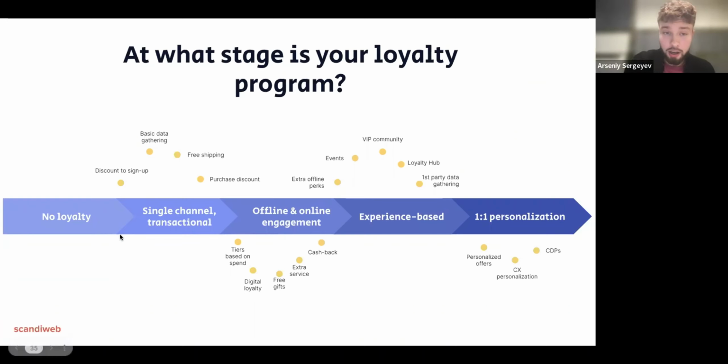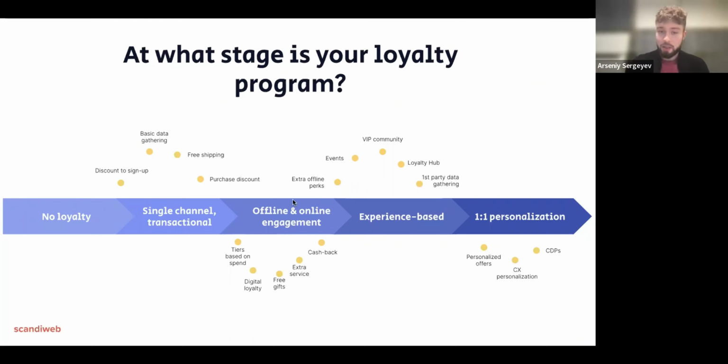So first, you have single channel transactional, like just on your website, you have some discount to sign up to the newsletter or create an account. There's some basic data gathering like email, maybe gender, to show the relevant products in emails, some free shipping, some purchase discount, basically some simple and quite transactionally focused offering, right? So just some transactional value, some monetary value.